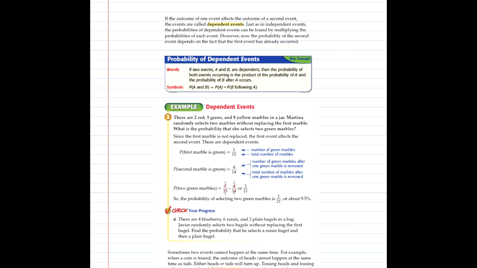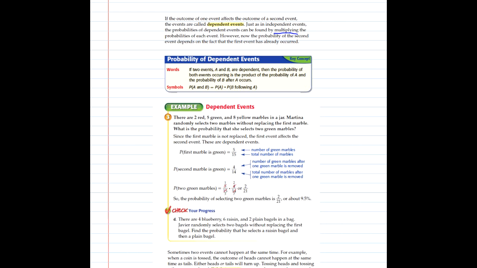If the outcome of one event affects the outcome of a second event, the events are called dependent events. Just as in independent events, the probability of dependent events can be found by multiplying the probabilities of each event. However, now the probability of the second event depends on the fact that the first event has already occurred. If two events A and B are dependent, then the probability of both events occurring is the probability of A and the probability of B after A occurs.